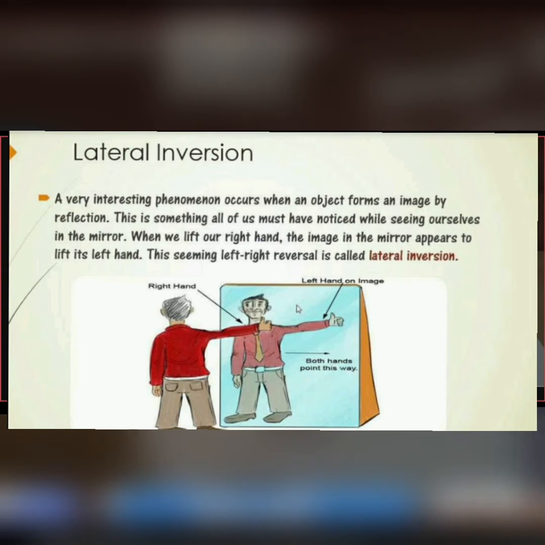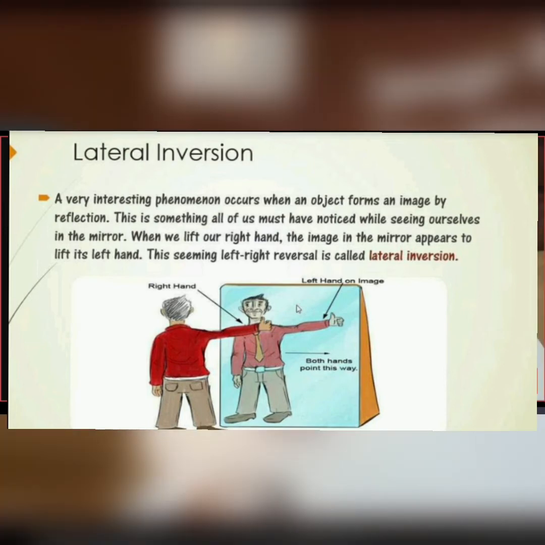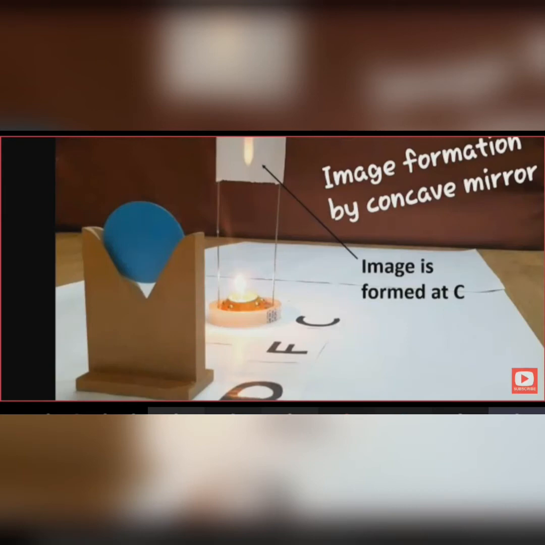Yes, ma'am. Okay, so here we are discussing image formation by a concave mirror. Basically, I'm showing you this so that you have an idea what is a real image. See, the white paper in front basically is the screen. A screen is some place where the image will be obtained. Okay, that white paper is the screen.